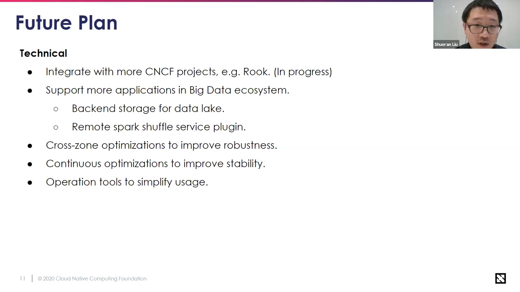And also, as you can see, we are trying to integrate with the big data ecosystem as well. For example, use DrupalFS as backend storage for a data lake, and develop a remote Spark Shuffle service plugin. And the next biggest feature is cross-zone optimizations to improve robustness.